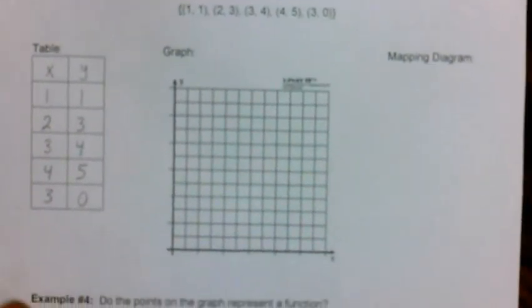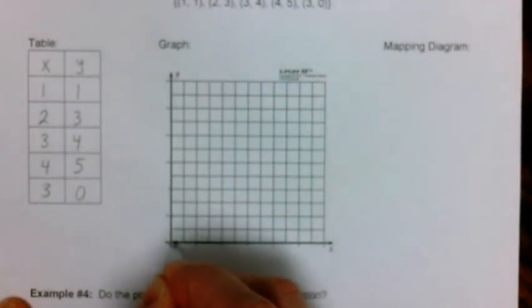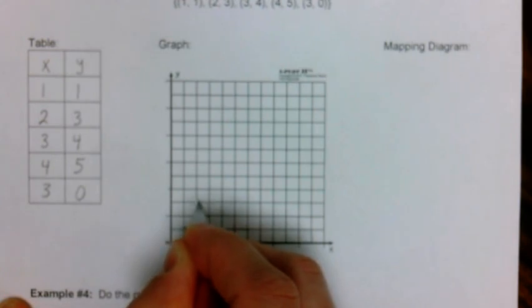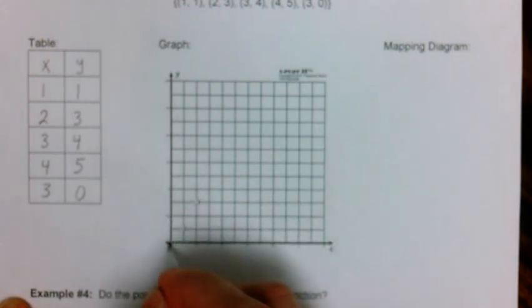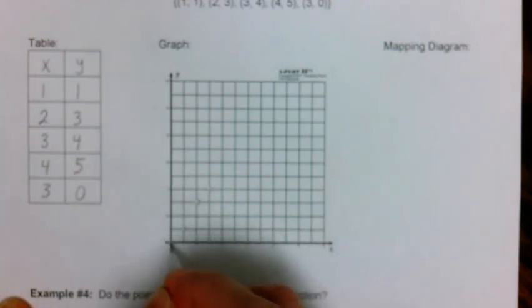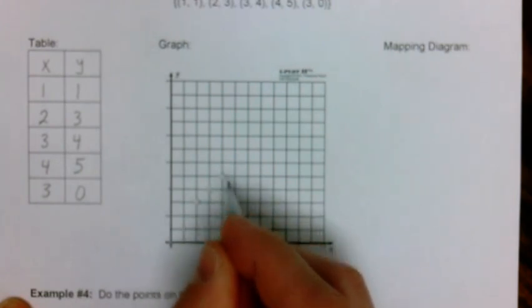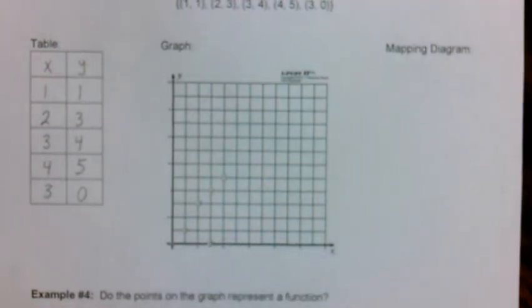So let's plot these points on the graph. (1, 1), here's the origin. I'm going to go right 1, up 1. (2, 3), I'm going to go right 2 and up 3. (3, 4), I'm going to go to the right 3 and up 4 units. (4, 5), I'm going to go right 4 and up 5 units. And then (3, 0), I'm going to go to the right 3 units and stop. So that's what our relation looks like as a graph.